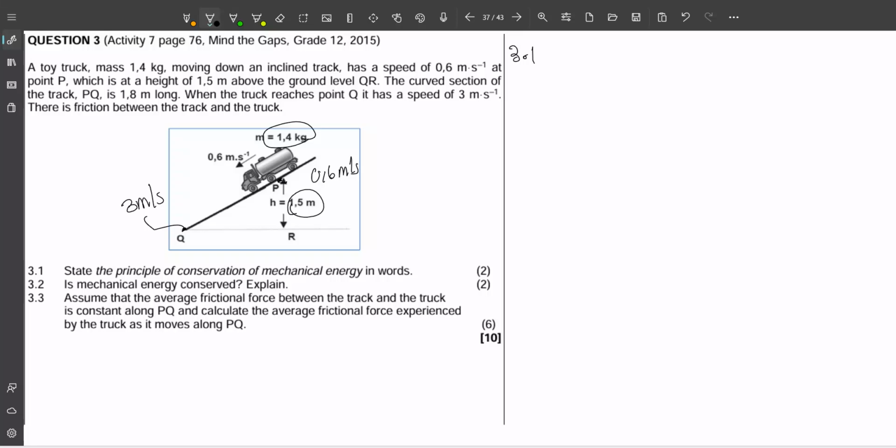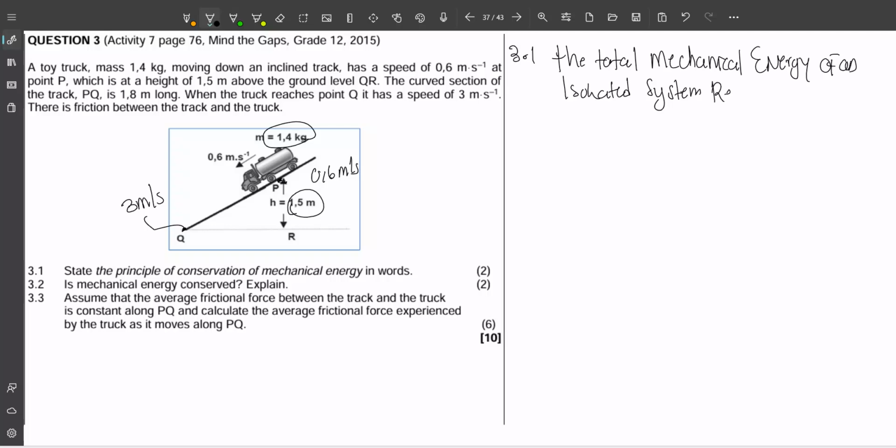3.1 says state the principle of conservation of mechanical energy. Now, the principle of conservation of mechanical energy says the total mechanical energy of an isolated system remains constant.